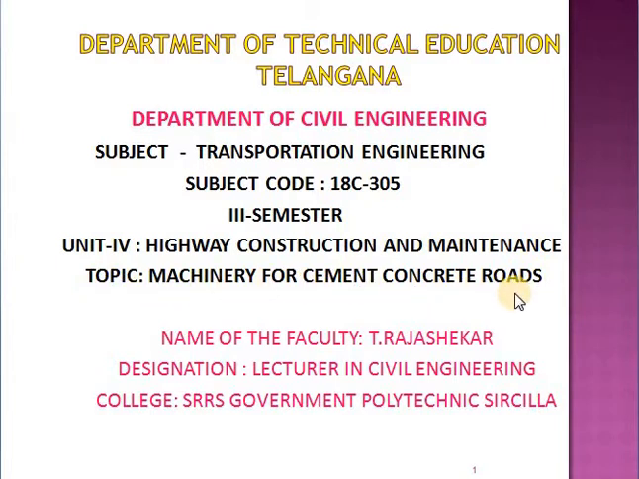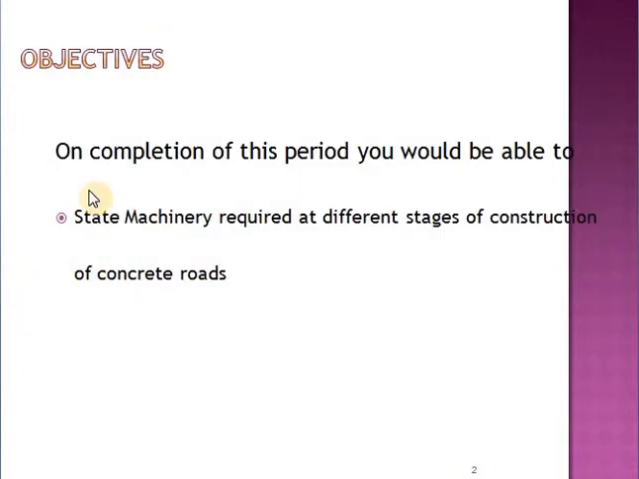In the previous class we have seen the joints in cement concrete roads, and now today we are going to see the machineries required for cement concrete roads. Objectives: on completion of this period you will be able to state the machinery required at different stages of construction of concrete roads. What machineries are there in the construction of cement concrete roads? We are going to learn this topic.